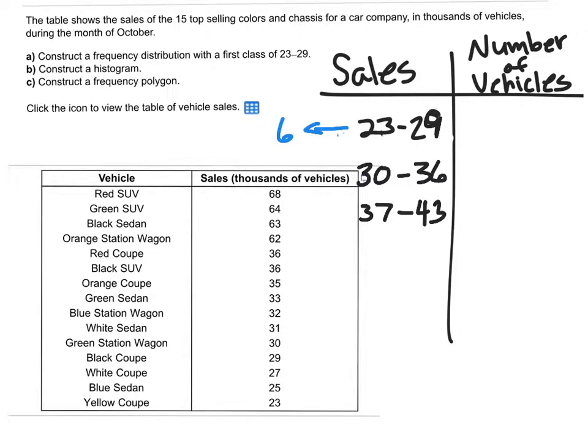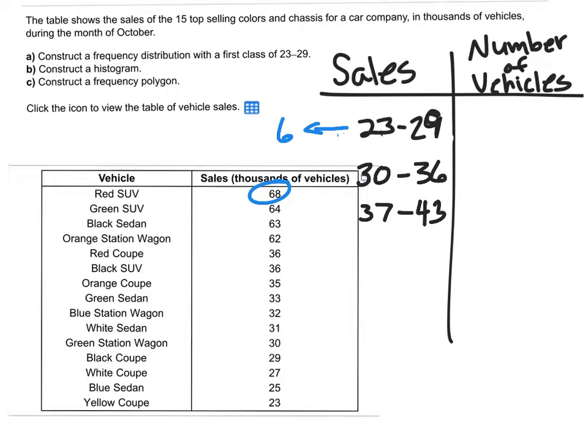I'm going to stop here for a second, because I know I need to keep adding classes, but it would be a good idea to know ahead of time about where I need to stop. Looking at my table, thank goodness it's in numerical order from the greatest number of sales to the least. So we know that the largest number that needs to be accounted for in our frequency table is 68. Once I get to a class that includes 68, I'm done. So I'm going to keep adding classes here.